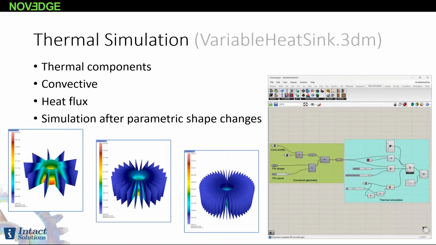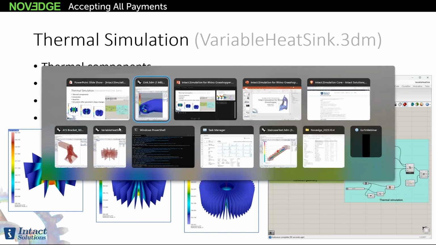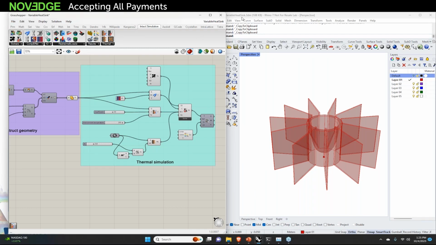And moving on to the next one, if there are no questions. We also do thermal simulation. So in this example, I'm going to demonstrate how to do thermal simulation with the solver, with the thermal components, including convective and heat flux boundary conditions. And this example also brings in the power of Grasshopper for doing parametric design changes, and we'll demonstrate how to do simulation after these parametric design changes take place. So switching over to Rhino Grasshopper again.